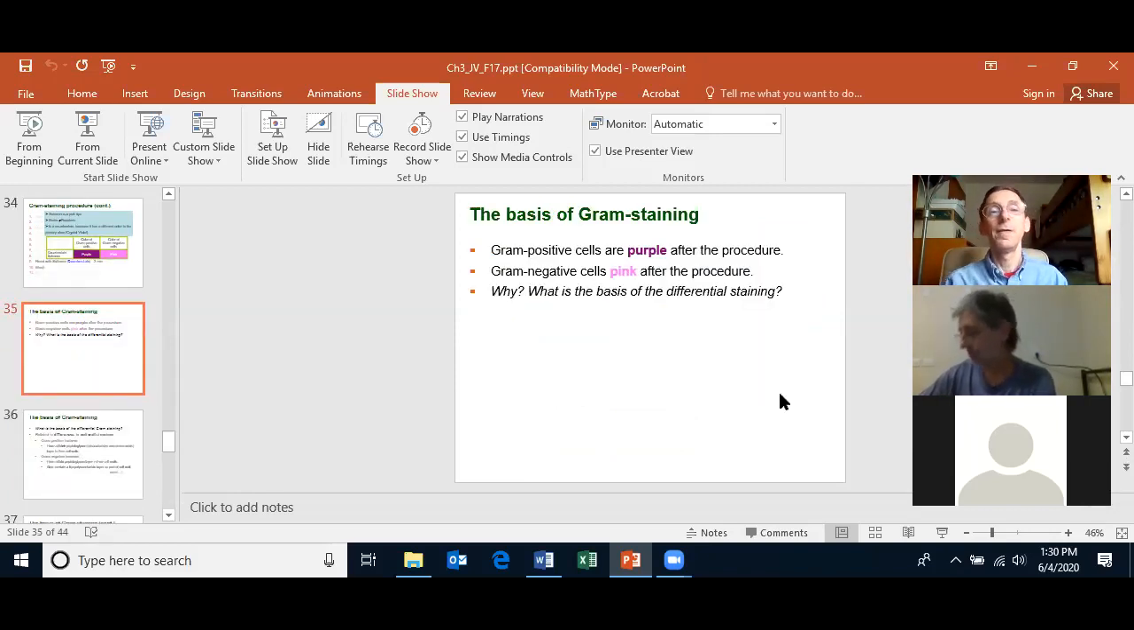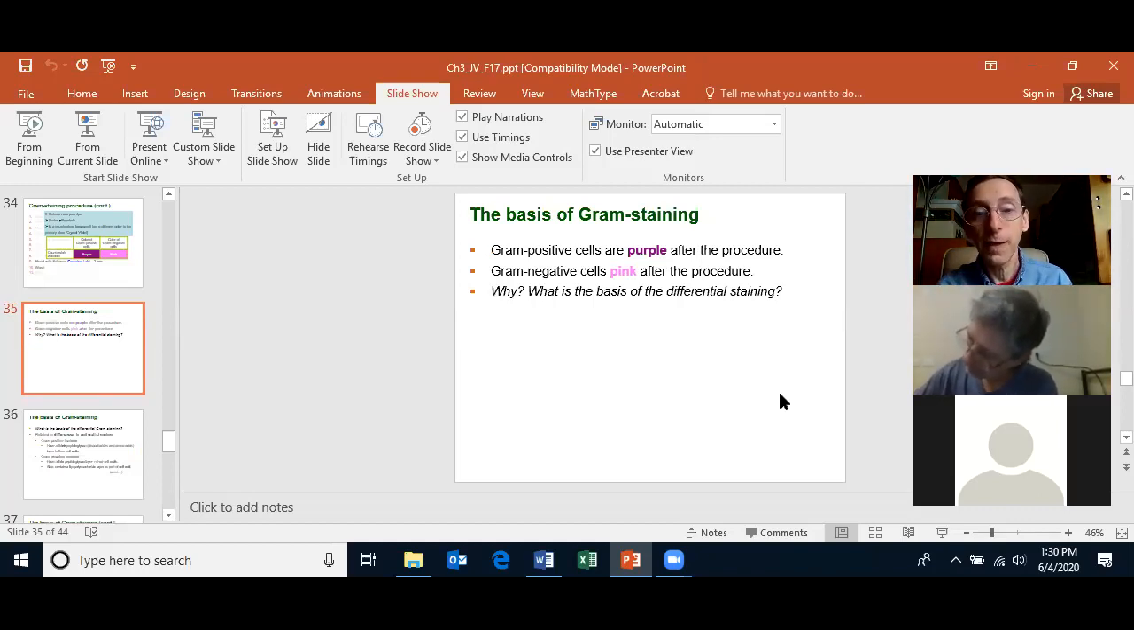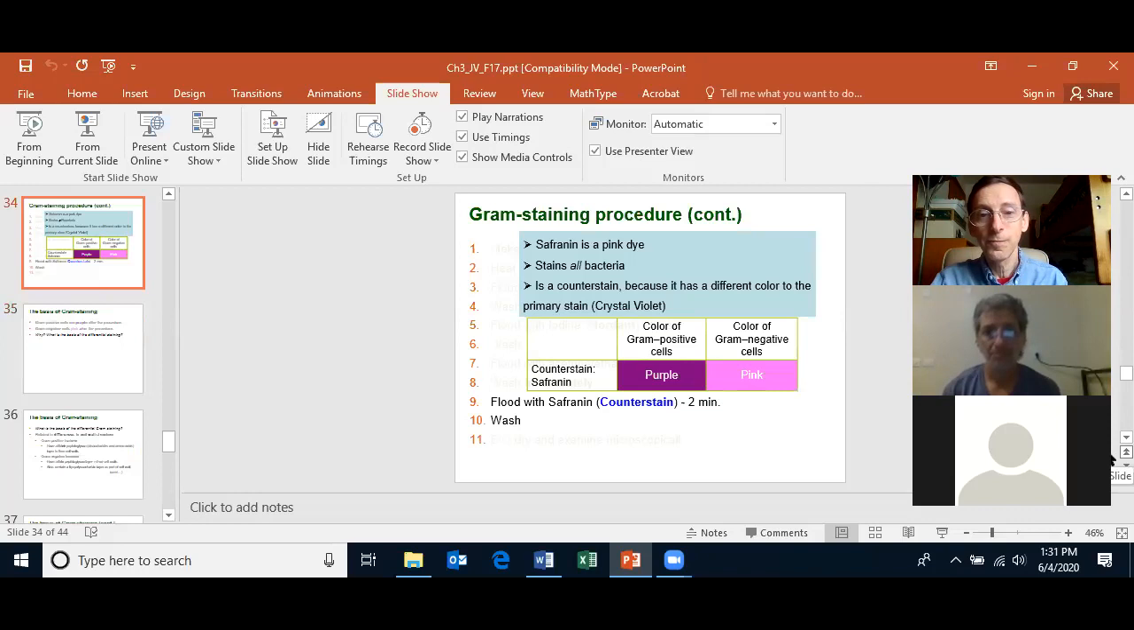All right. Now, the gram-positive cells are purple after this procedure, but the gram-negative cells are pink. Why is it that the gram-positive cells aren't staining pink after they're exposed to the safranin? Why are the gram-positive cells not staining pink? Any guess? Something in the cell wall is doing what? Keeping the safranin from getting in?